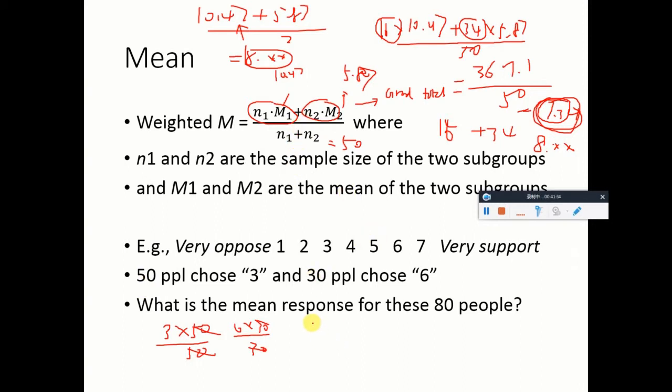That's easy, right? So now we have N1 50, M1 that's 3, N2 we have 30, and M2 we have 6. We have a total of 80 people, right? 50 plus 30, that's 80. What is that? 150, 180, so that's 330, right? Divided by 80. So that's 4 point something.